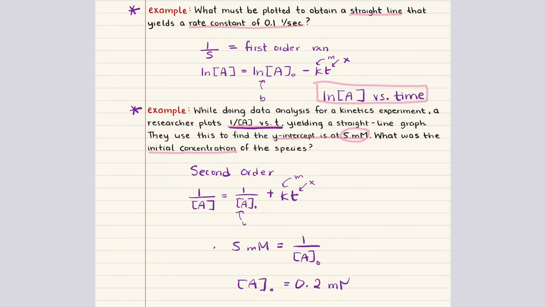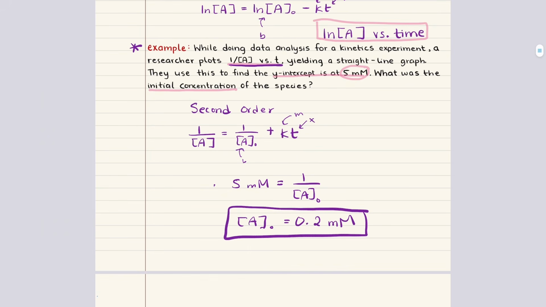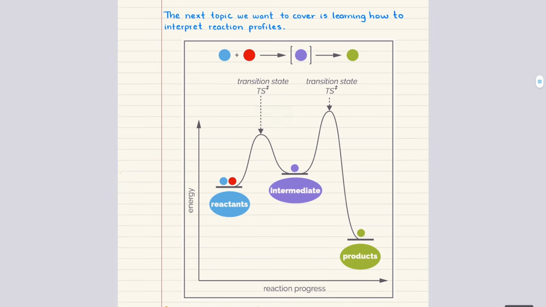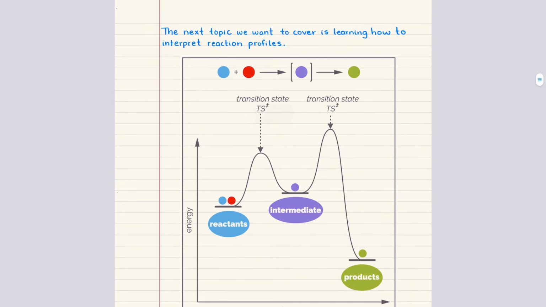Now that we understand how to analyze kinetic data and how rate laws behave for different reaction orders, we're ready to take the next step and connect these ideas to the energy landscape of a reaction. To do that, we need to talk about reaction profiles again. We briefly touched on this 2 lectures ago, but it's definitely worth revisiting.